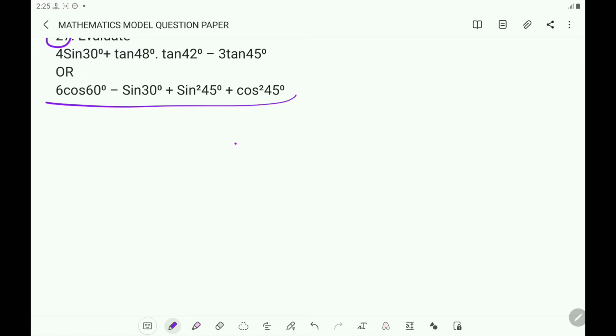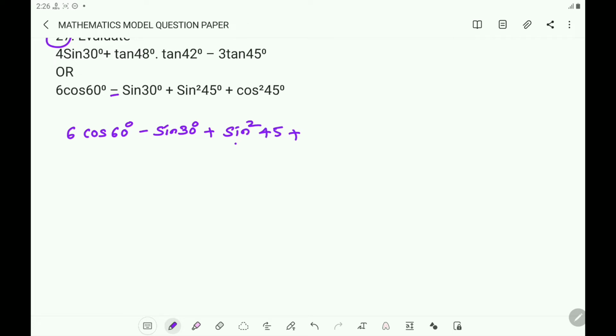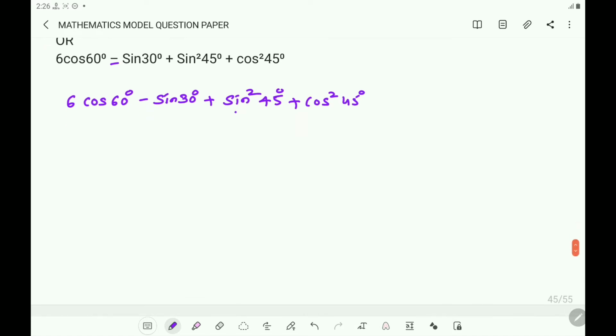Next you take our question. That is 6 cos 60 degree. 6 into cos 60 degree minus sin 30 degree plus sin square 45 degree plus cos square 45 degree. Here you observe 6 into cos 60 is there. That is 6 into 1 by 2. Cos 60 degree is 1 by 2. Minus, what is the value of sin 30 degree? Sin 30 degree is 1 by 2.